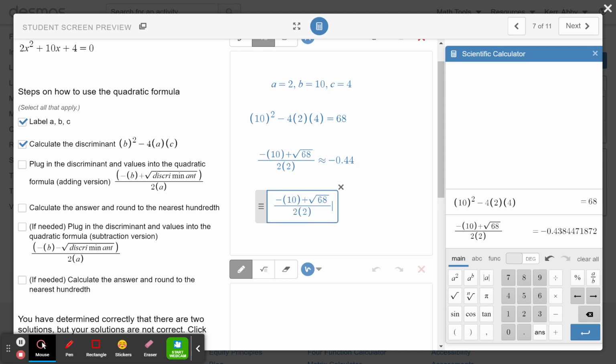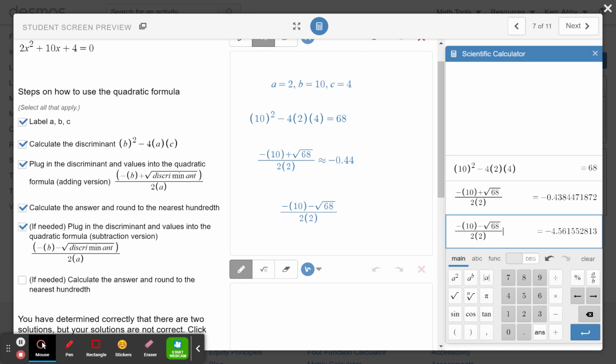Now to get the other x value, change the plus sign to a minus sign. The reason why, because the quadratic formula is plus minus, so you need to have two versions. So when you have that, you can just copy and paste it into the calculator. Remember that adding sign only changes to a minus. That's the only thing that's different.